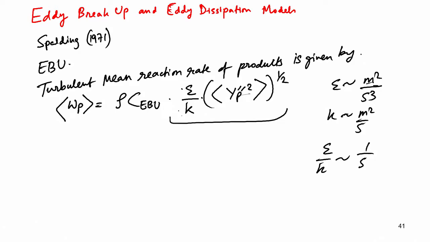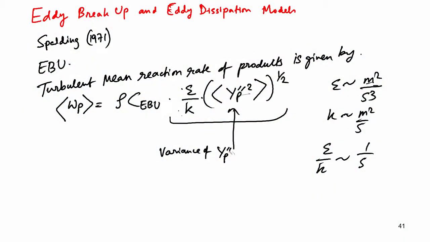So Spalding is saying that this epsilon by k times the variance of Y_P fluctuation, the variance of Y_P prime, essentially gives you a mixing time scale, the dissipation rate by turbulent kinetic energy, and the inverse of the mixing time scale is essentially proportional to the mean formation, the mean reaction rate, the mean consumption or mean production rate of the products. Okay. So that is what he is saying.